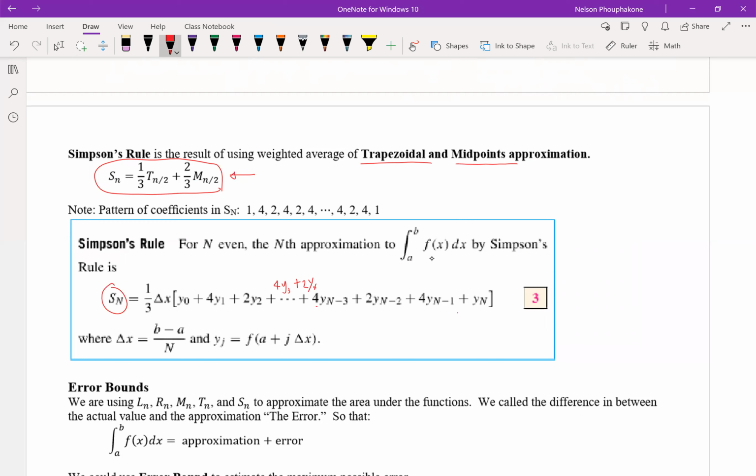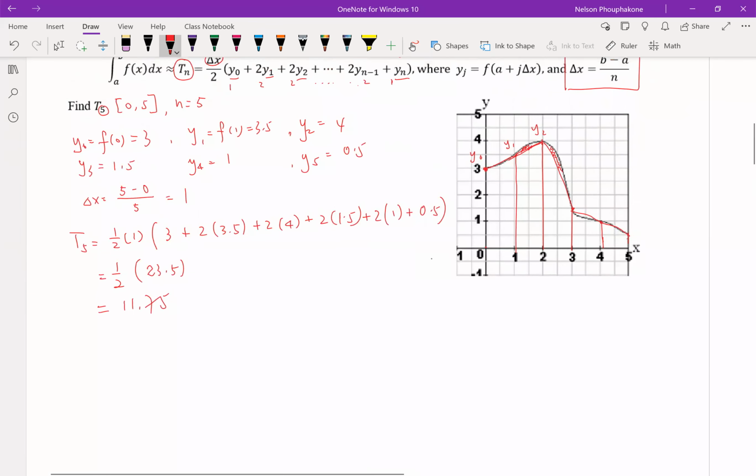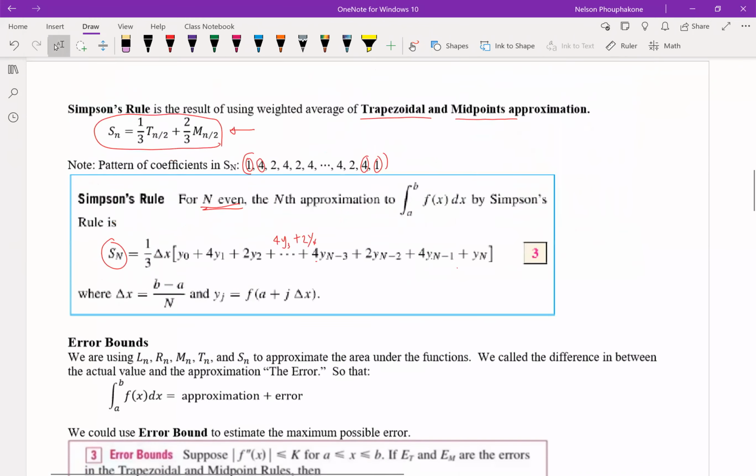You will see that the pattern is 1, 4, 2, 4, 2, 4, 2, 4, 2, 4, and then 1. Remember, it must be 1 and 4 at the ends. It must be this way. So in order to work with the Simpson rule, n must be even. If n is odd, then we cannot do this. For example, like the last example, if we have n equal to 5, we could not do this. n must be even.